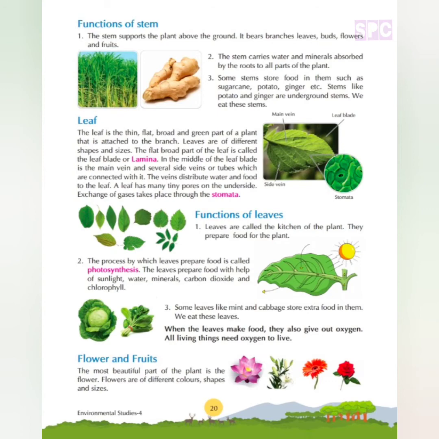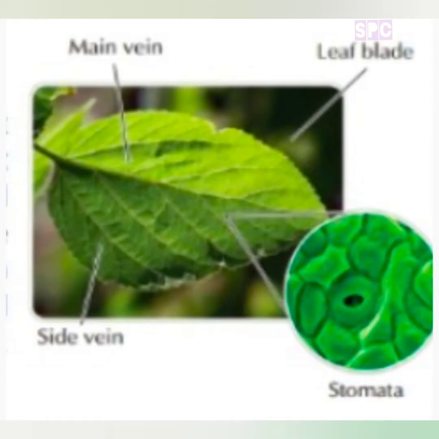A leaf has many tiny pores on the underside. Exchange of gases takes place through the stomata. So, children, leaf is a green flat part of the plant that is attached to a branch. When you observe this leaf carefully, you will notice that the center part of this leaf is a bit thick. This thick part is a tube, which is called the main vein, and this main vein branches into several side veins. These side veins or tubes carry water to all parts of the leaf.